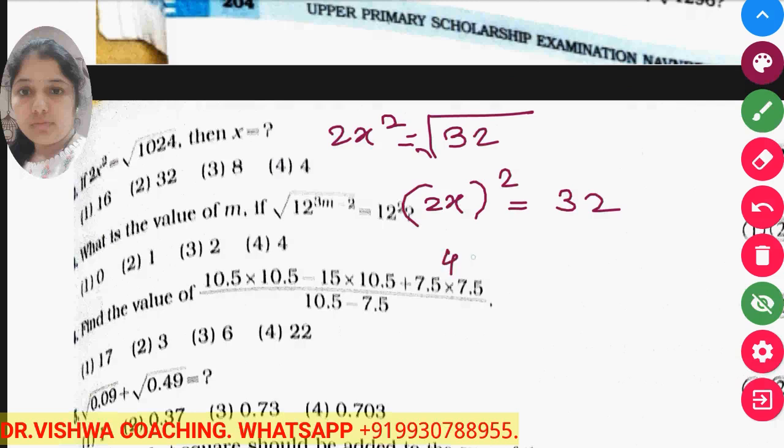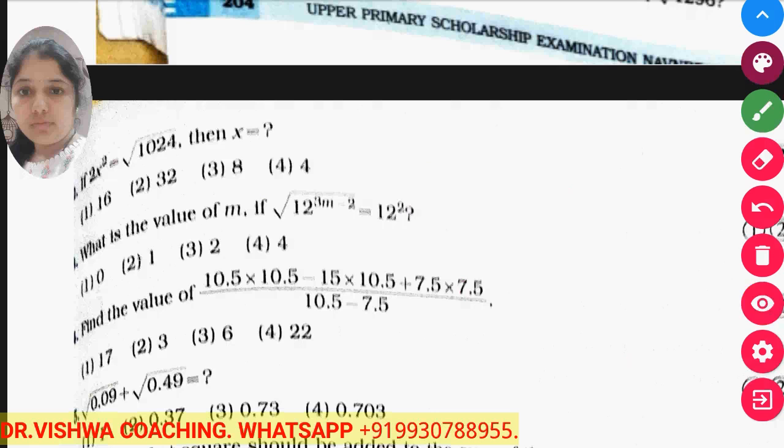Now 2 square is 4 and x square is x raised to 4, which is equal to 32. Now x raised to 4 is equal to... 4 8s are 32, but it is 2 cube, not x square. 64 will not come. How will 4 come as an answer? I will check this and will tell you.